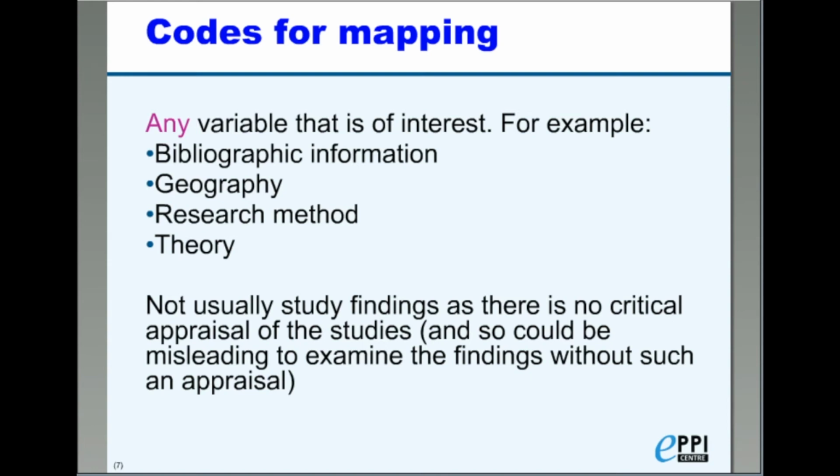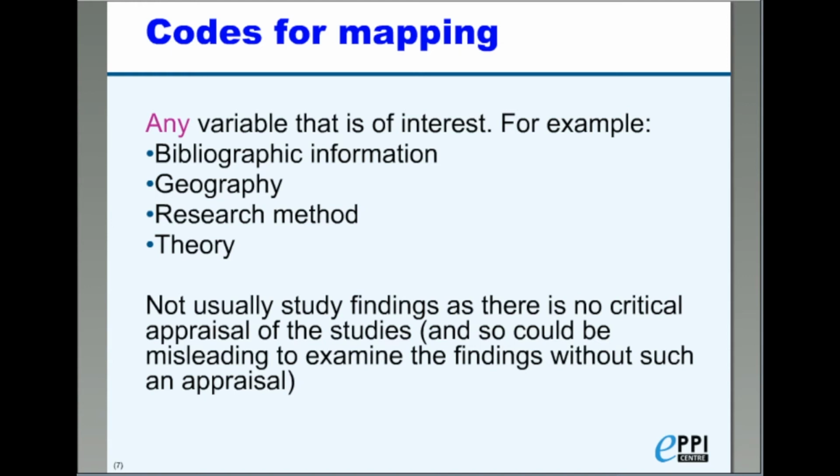Often we code studies on about 15 variables for mapping purposes, but sometimes we've done up to 40 or 50 codes when we were particularly interested in knowing more about the nature of the research field.